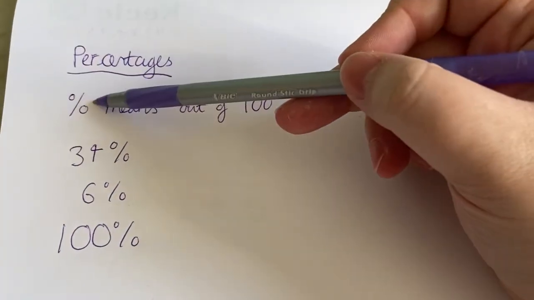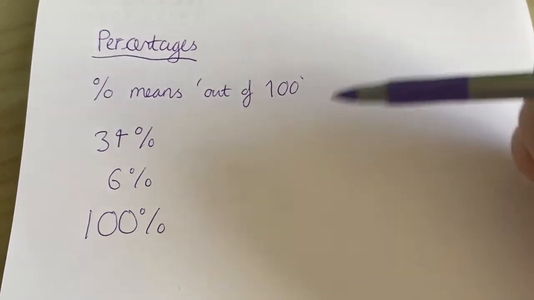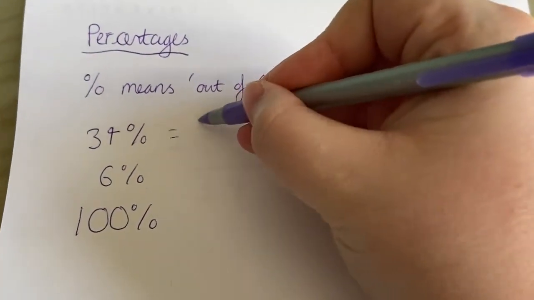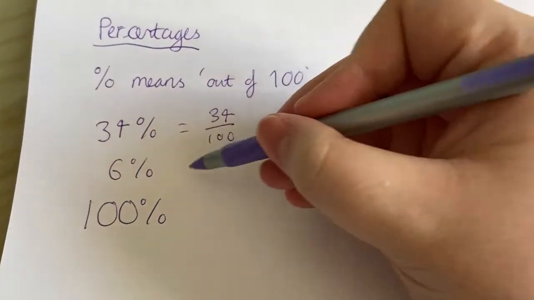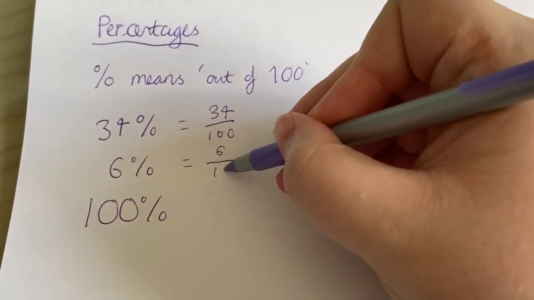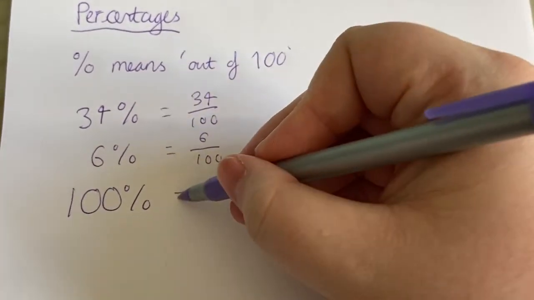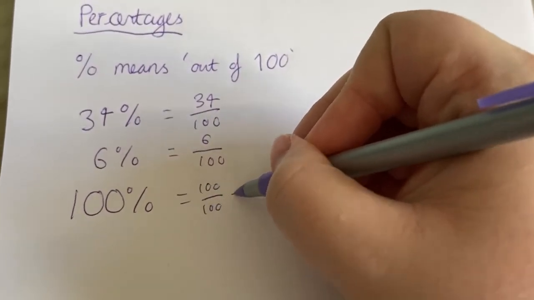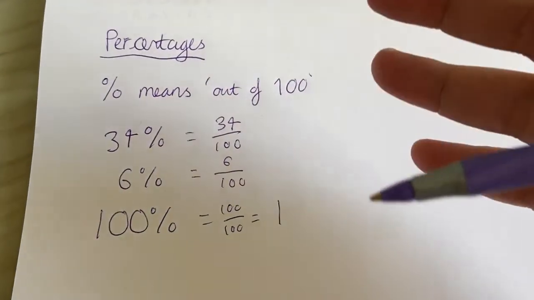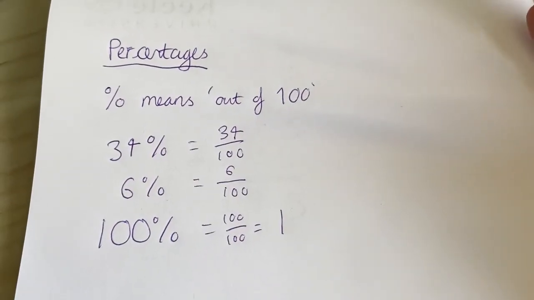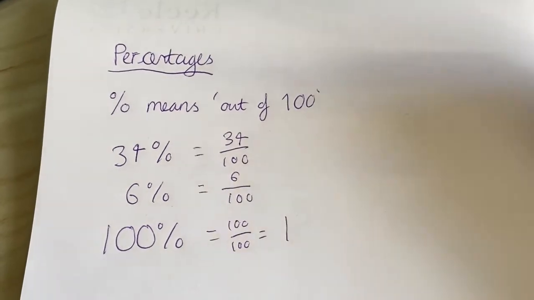So percentage, that's the symbol there, that means out of 100. So if you ever see 34%, that means 34 out of 100, or 34 hundredths. 6% is 6 out of 100. Then 100% is 100 hundredths, which is a full amount, a full whole, just one. So say you're giving 100% effort, that means complete effort. That's as much as you can give. Or if you're paying 100% of the price, then you're paying the full price.